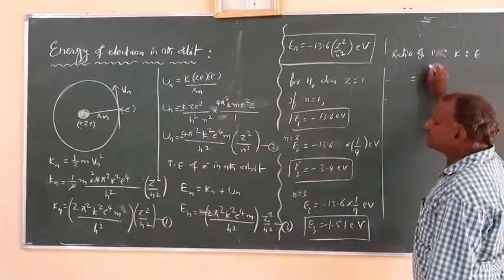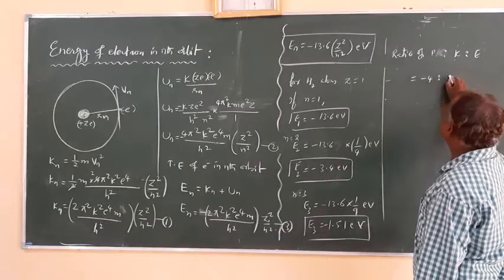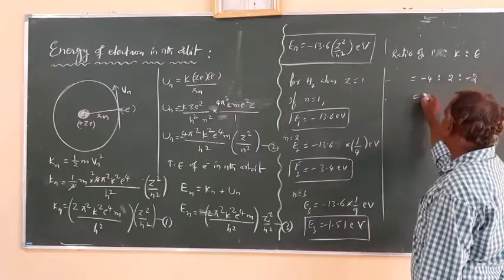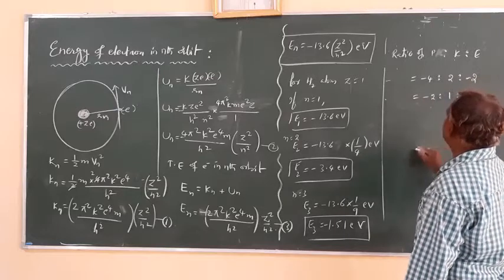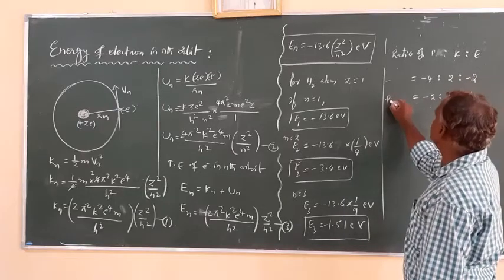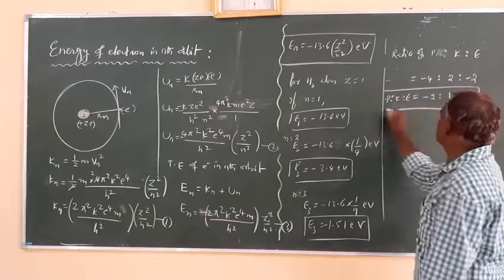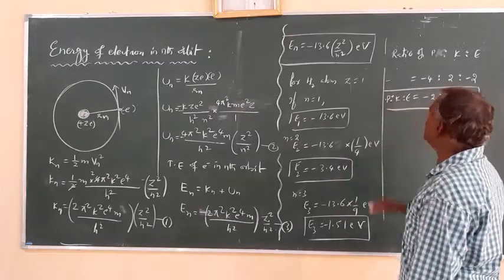I will write the potential energy here: it is -4, kinetic energy is 2, and total energy is -2. You can simplify this: -2 is to 1 is to -1. So this is potential energy is to kinetic energy is to total energy. This is a ratio we can write, or you can compare potential energy and kinetic energy, how they are related.